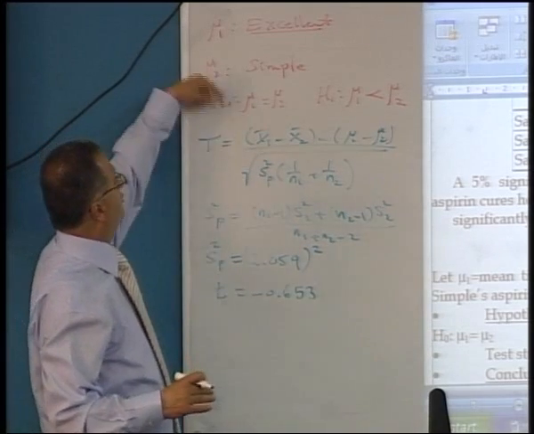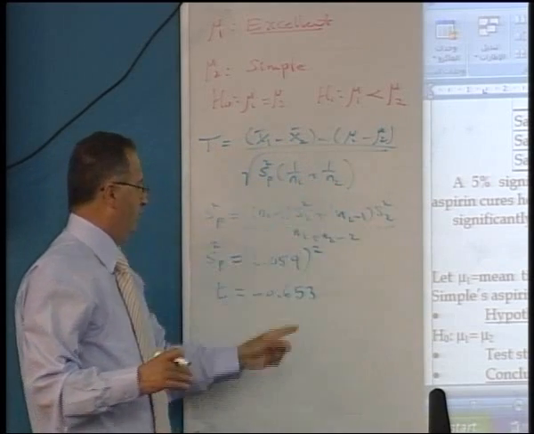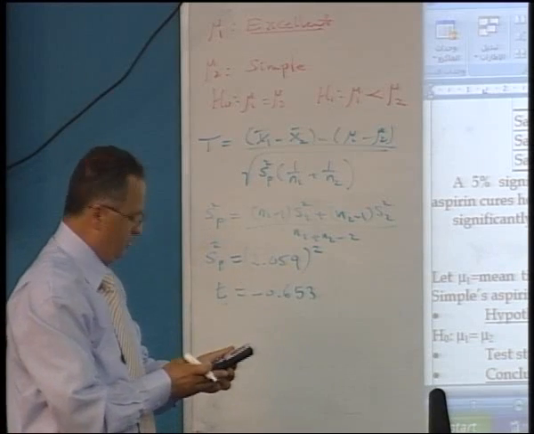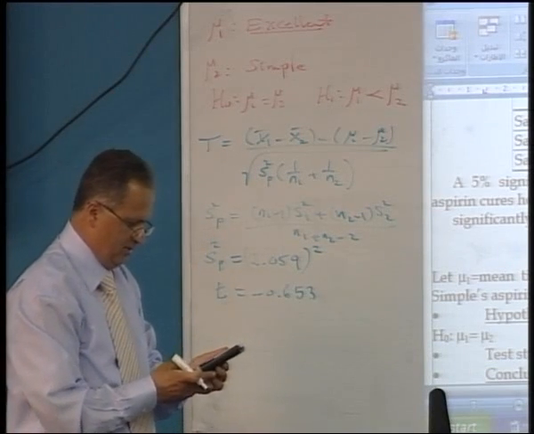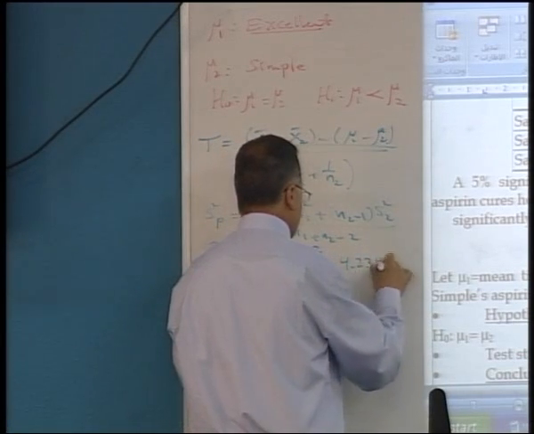So just plug the values of N1 and N2, S1 squared and S2 squared into this equation, you will get this value. So 2.059 squared, that is 4.239.